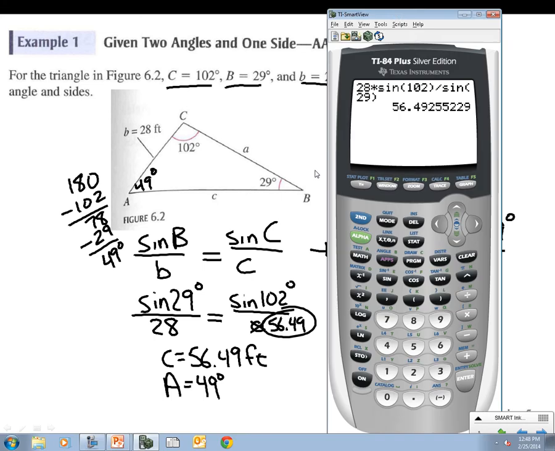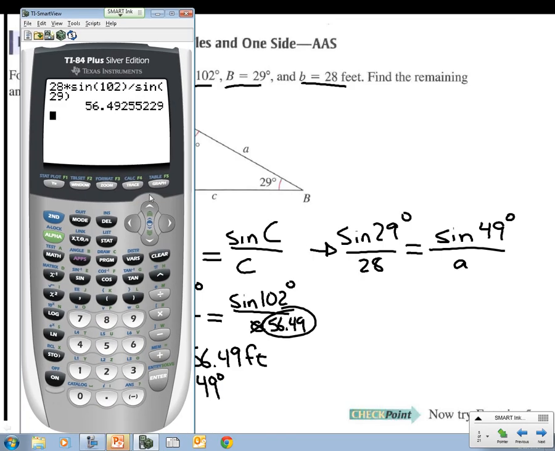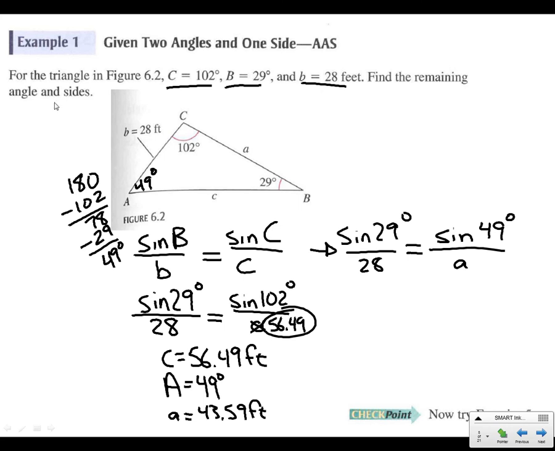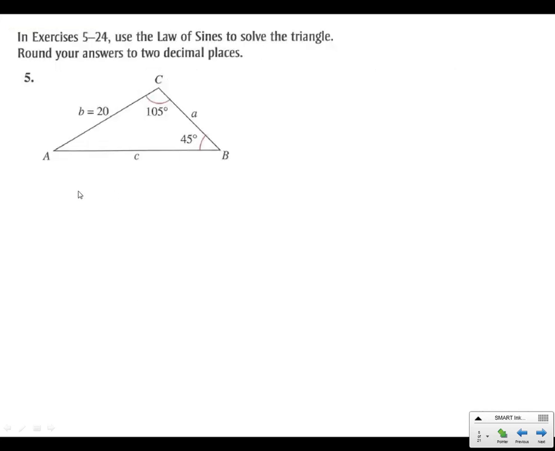And let's figure this out. It's going to be 28 times the sine of 49 divided by the sine of 29, and 43.59 for little a. 43.59 feet. All right, so that's how you would solve that sort of triangle. Remember, when it says to solve the triangle, find all the remaining lengths and angles. So try problem number 5.